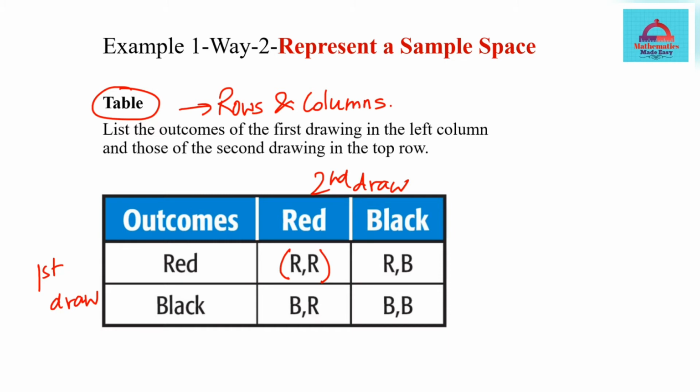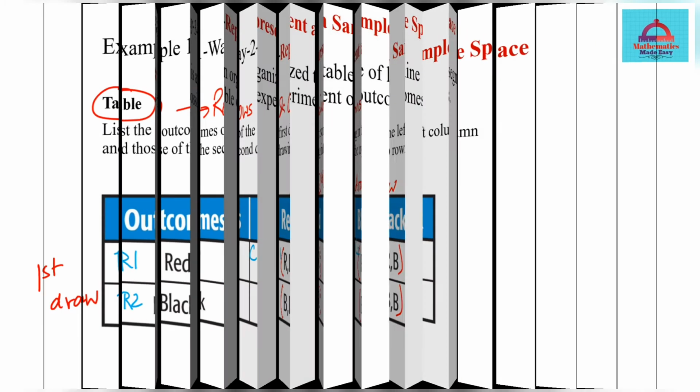If in the first row it is black followed by red, then black and red. Similarly, first red then black, so this can be the option. If both are black, then this is the option. So what we have done, this is row 1. Maybe I can just change the color and write. So this is the first row, this is the second row, this is the first column, this is the second column. So in terms of rows and columns, we have listed them out in the form of an organized table.